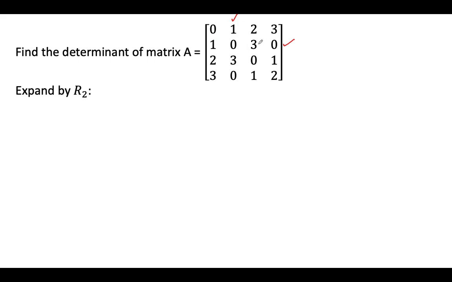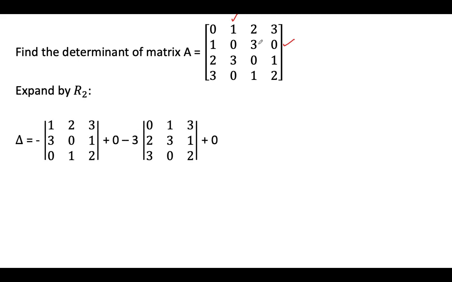3 into cofactor of 3 plus 0. Now what is the cofactor of 1? It is again a determinant of third order. That is, imagine that you are deleting this particular row and this particular column where it lies. It will be 1, 2, 3, 3, 0, 1 and 0, 1, 2.